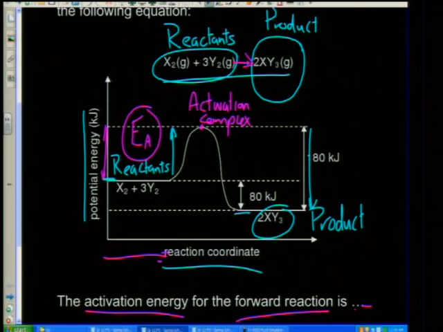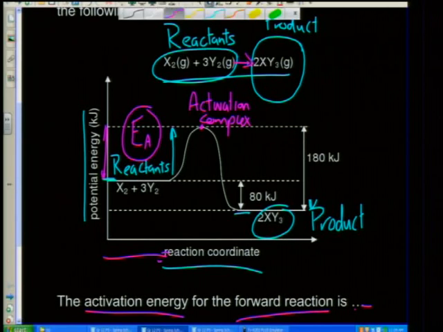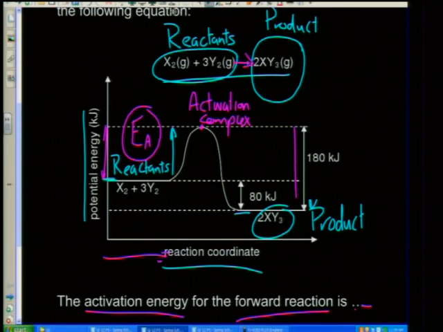What do I know? I've just smudged it up, so I want to erase it. I know that the total amount of energy released from the activation complex down to the product is 180 kilojoules. So that was the energy released. Let's just rewrite it: 180 kilojoules of energy was released in the reaction.